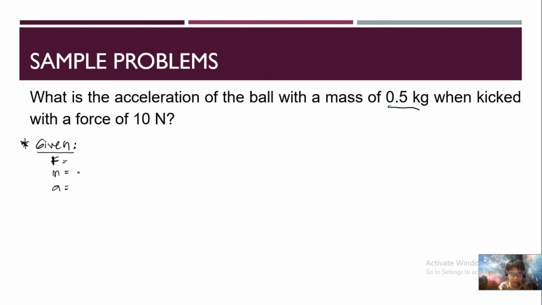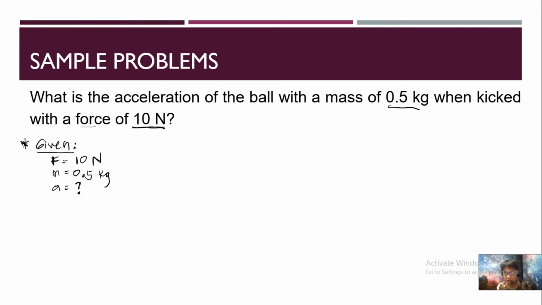How about the value of force? We have here 10 newtons. Now, what is the value of acceleration? There is no value of acceleration presented in the problem. So we are done with step number 1. You just need to identify the given. Let's proceed with step number 2.